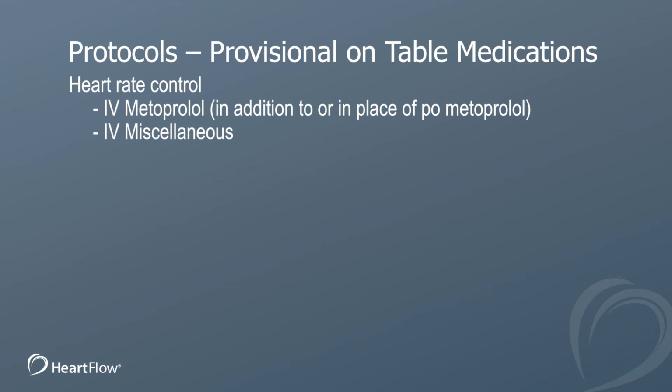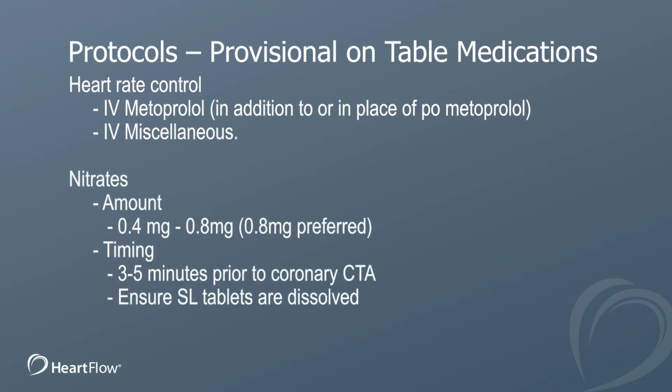First and foremost, achieving heart rate control is critical, as we've discussed. This can be done with IV beta blocker, including metoprolol, that can be given in addition to the oral metoprolol or if the patient didn't take oral beta blockade. We also have situations where we need to use miscellaneous medications, and we'll go over that briefly.